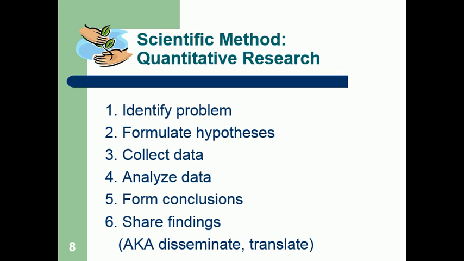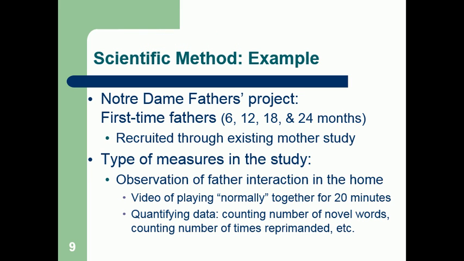We formulate some hypotheses based on our existing knowledge of the issue. We collect data. This is something that needs to be systematic, it needs to be rigorous, something that can be repeated. Then you analyze the data using statistics, you form some conclusions, and you share your findings. Now, sharing your findings is when you disseminate or translate the research. Disseminate means to publish, translate means to then move the findings into something that can be applied to directly help people. So let me give you an example.